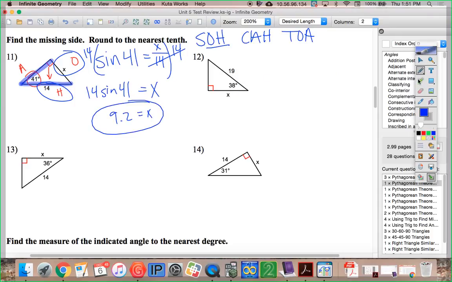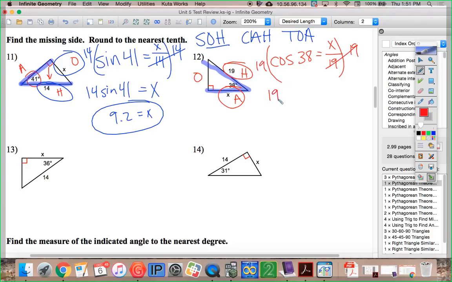Okay, our angle is made up of this side and this side. The hypotenuse is the longest one. The other must be adjacent. The one that doesn't touch it is opposite. We're looking for the adjacent. We have the hypotenuse. That is cosine. So cosine of the angle is adjacent on top, hypotenuse on bottom. Multiply both sides by the 19.